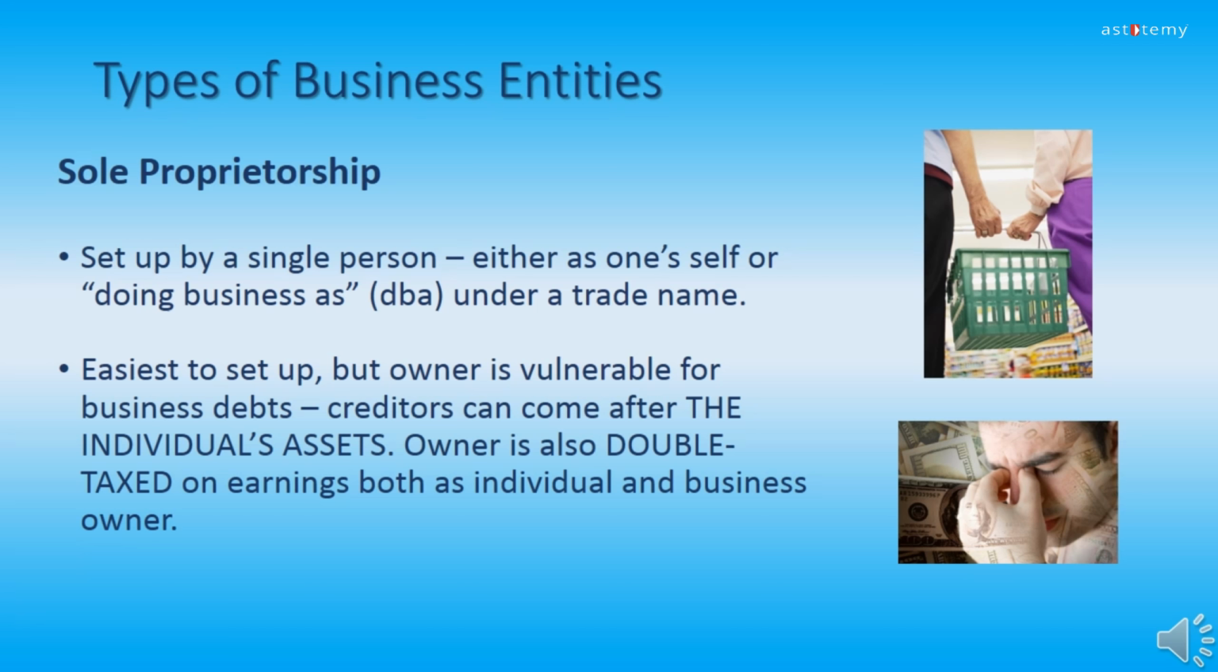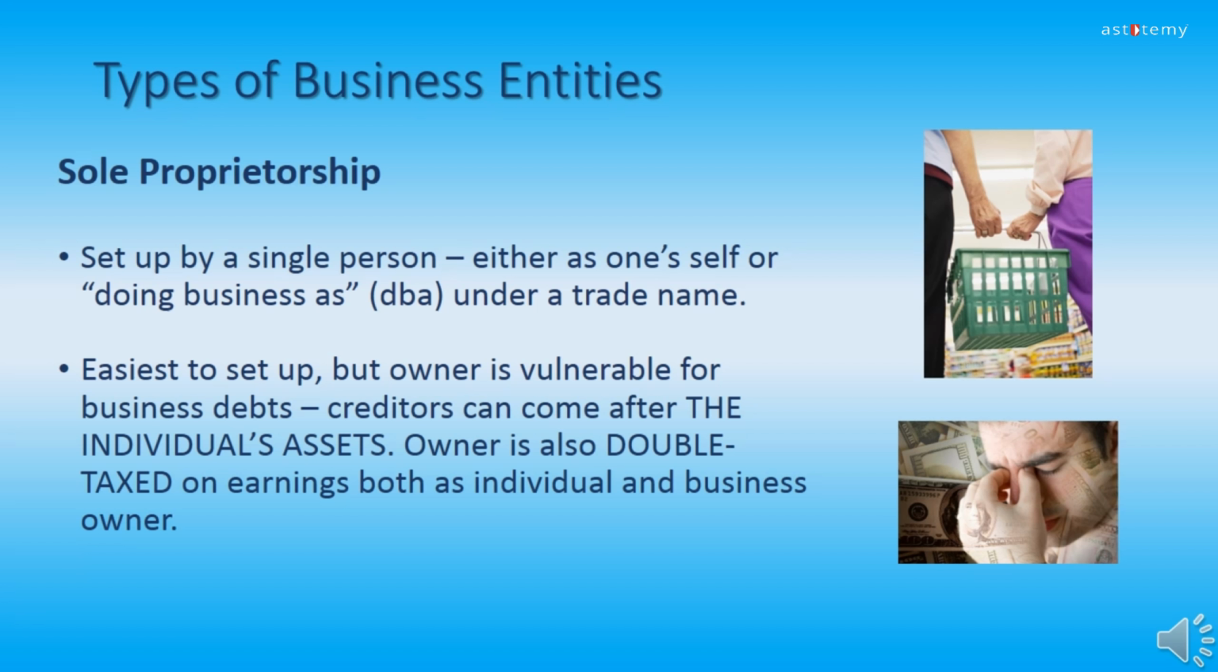There are 3 basic types of business entities. Each has its advantages and drawbacks. We will discuss each in detail, starting with the sole proprietorship, which is a business set up by a single person, either as oneself or doing business as, or DBA, under a trade name.